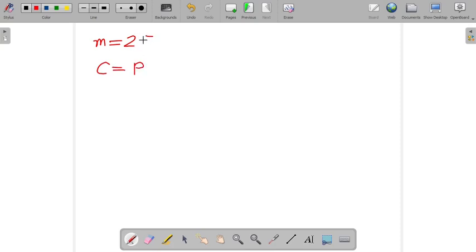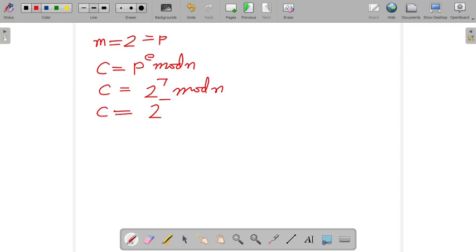When you process this message 2, then apply it on the plain text. So this plain text is equal to 2, and C is equal to 2 to the power e mod n. What is the e? 7. And n is what? Here n was 33. So you can write 2 to the power 7 mod 33. What is 2 to the power 7? C is equal to 128 mod 33. Take the mod.